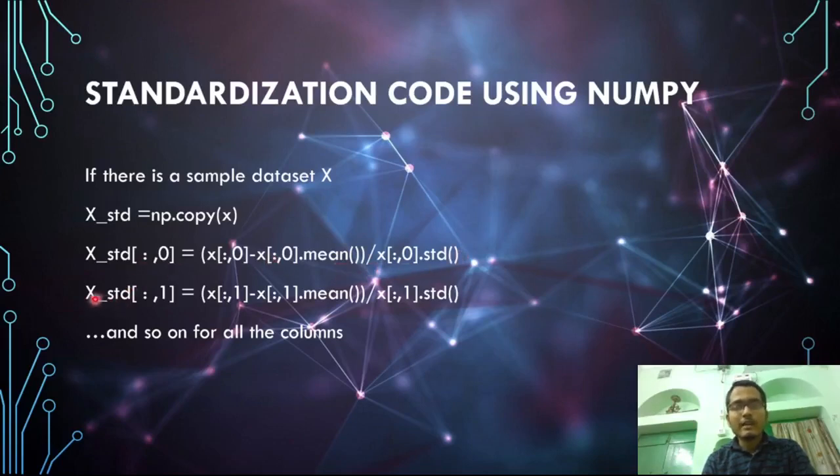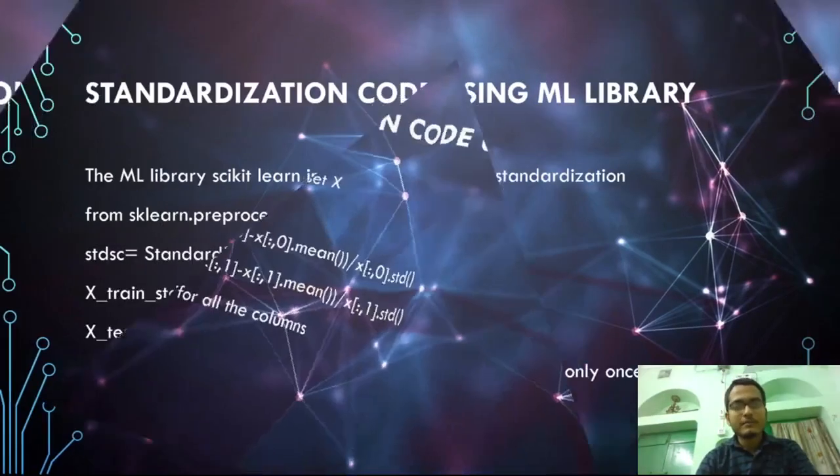So next we assign the second column like this, all the rows and the second column, and so on for the other columns. This is how we can do standardization manually. Now if there are a lot of columns, a lot of features, then what will you do, keep on writing this? No, you don't need to do this.